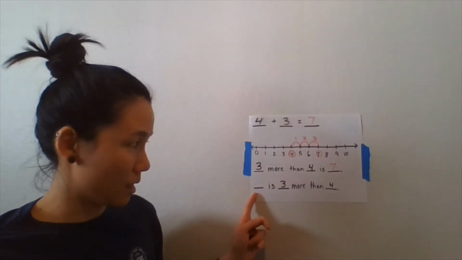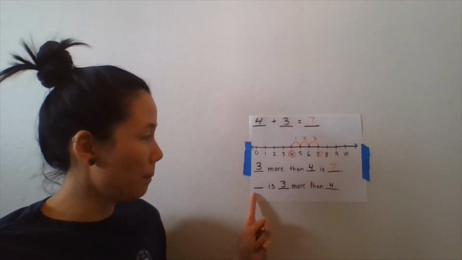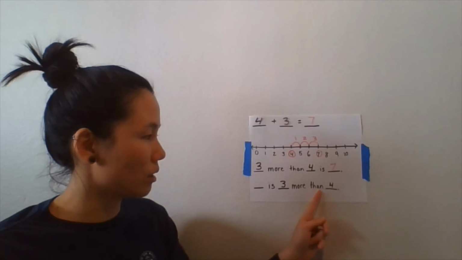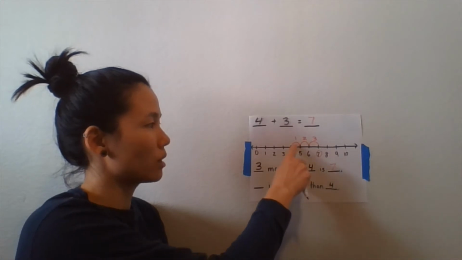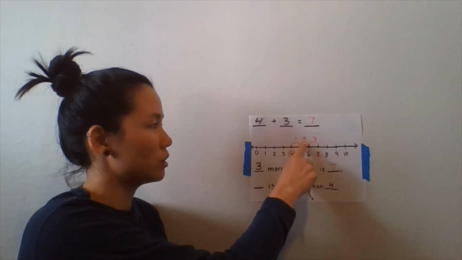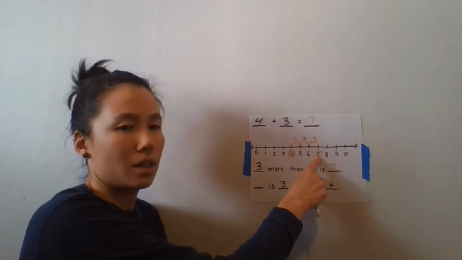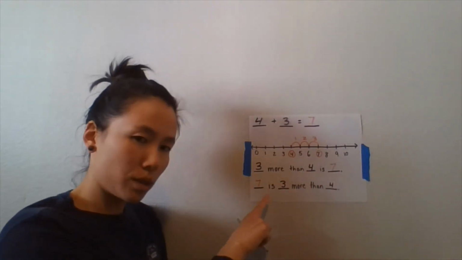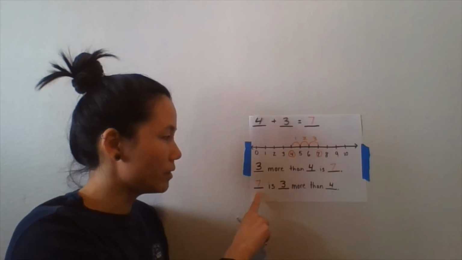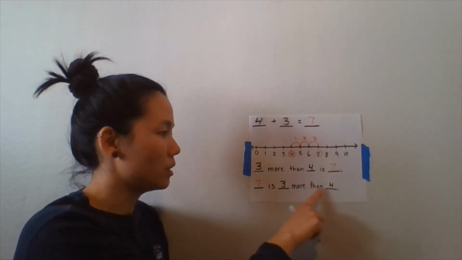The second sentence has our blank first. It says, "is 3 more than 4." So what's 3 more than 4? We did it up here again. We started at 4, and then we went 3 more. 1, 2, 3, and 7 is the answer. Can you guys read this one out loud with me too? 7 is 3 more than 4.